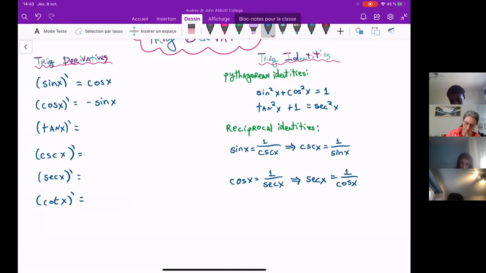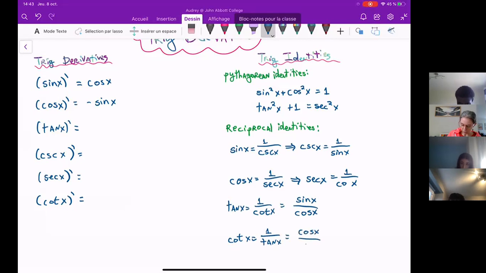The next thing is that tangent x is equal to 1 over cotangent x, which is equal to sine x over cosine x. And cotangent x is equal to 1 over tangent x, which is equal to cosine x over sine x.